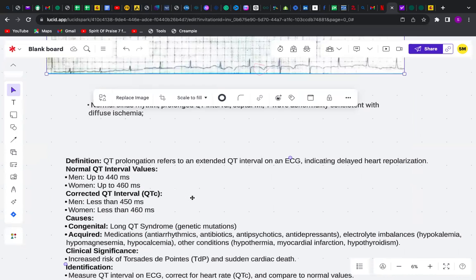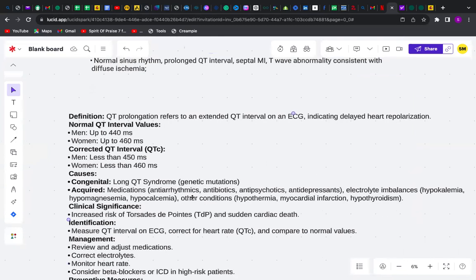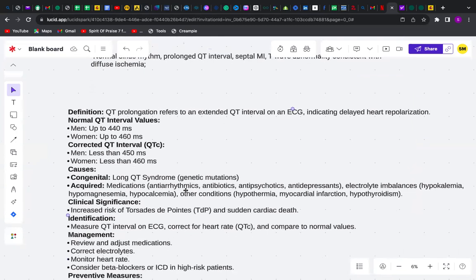Now, common causes can be congenital, like the long QT syndrome, which is a genetic mutation, and it could also be acquired through medications like the anti-arrhythmics.